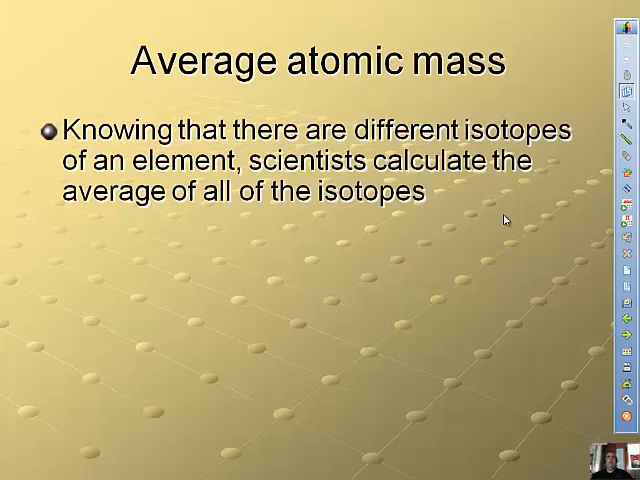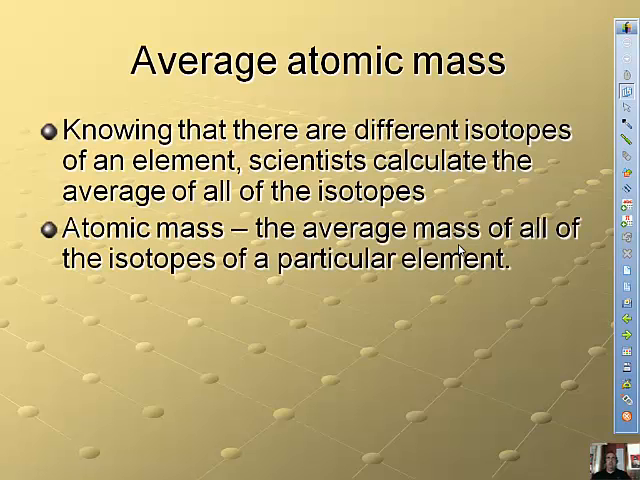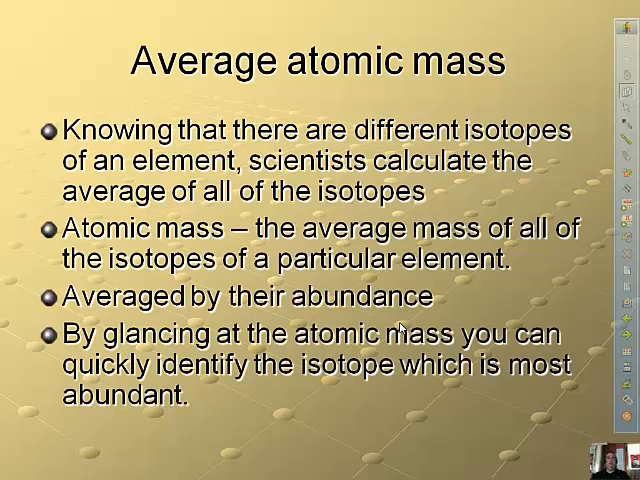Now, knowing that there are different isotopes of an element, scientists calculate the average of all of those isotopes together. And that's going to be the atomic mass. That's the average mass of all of the isotopes of a particular element. So again, when you look at that periodic table, you're going to notice that there's a decimal number. And that decimal number comes from an average of all of the isotopes together. And again, they are averaged by their abundance.